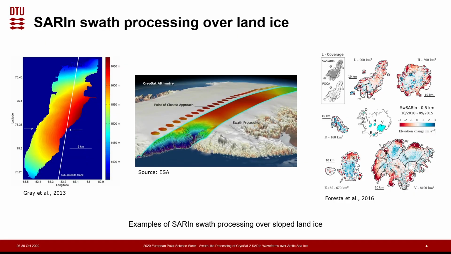Over land ice, Swath processing of CryoSat SARIn waveforms has shown that it is possible to retrieve elevations within a ground swath over sloped terrain, thanks to the two antennas on board CryoSat, which enable us to determine the across-track location of the radar returns.